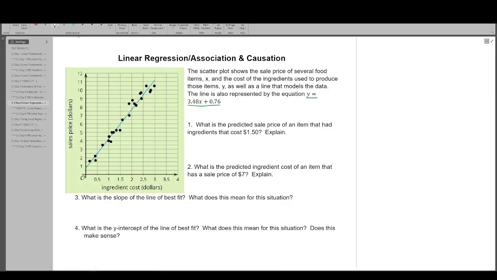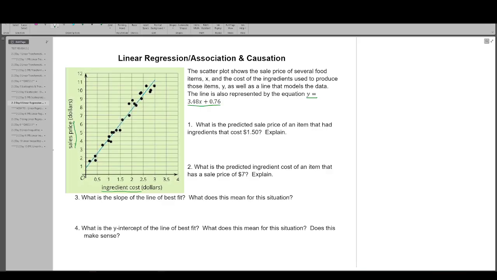This graph is relating the cost of ingredients that we use in a dish or in food versus how much we can sell that for. You could think of this as the markup that a restaurant has. They pay a certain amount for their ingredients and they sell the food for a higher price.